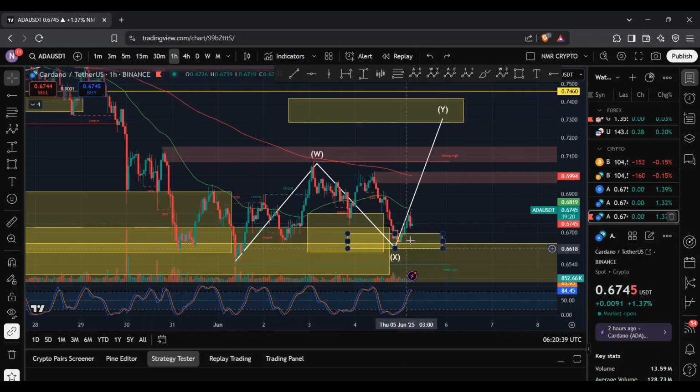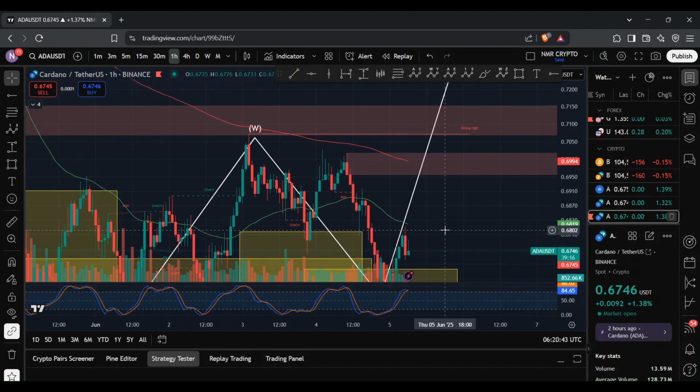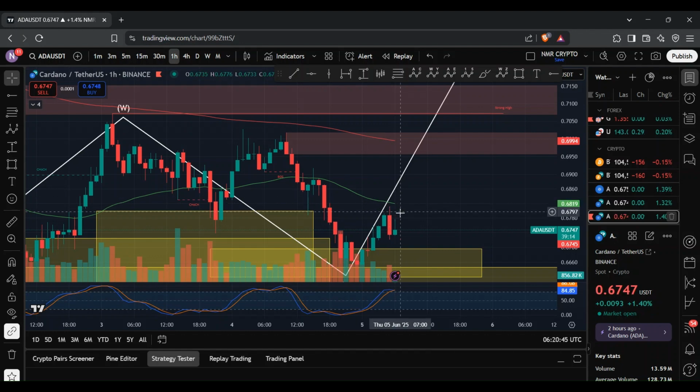And yeah, following this move to the downside where we tapped into this region, we then saw a pump to the upside where we then got rejected at the 50 EMA, which then led to this recent move to the downside during the time of recording.